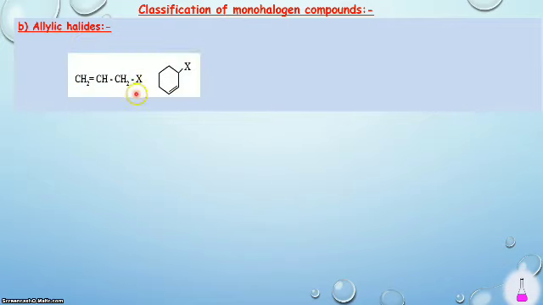The next monohalogen compound is allylic halide. This is the general example of allylic halide in which halogen is bonded to sp3 hybridized carbon atom. Now this will be easy for you. This carbon forms the 4 sigma bonds with the atoms. That's why it is sp3 hybridized carbon atom. So this halogen is bonded to sp3 hybridized carbon atom, which is next to the carbon-carbon double bond. In this example also, halogen is bonded to sp3 hybridized carbon atom, which is next to the carbon-carbon double bond.